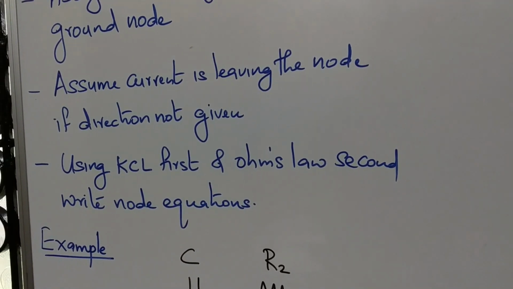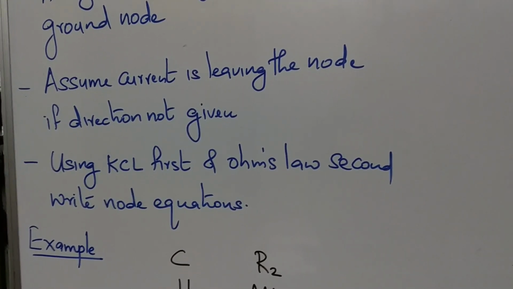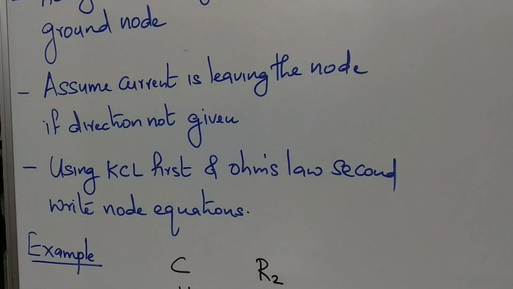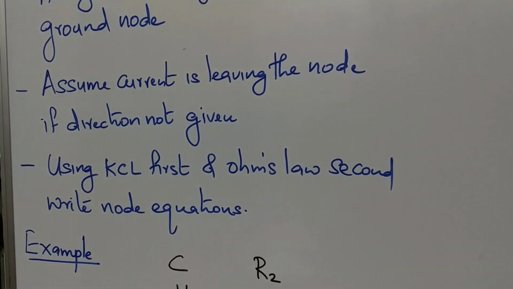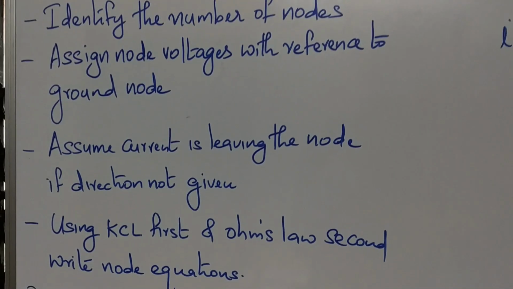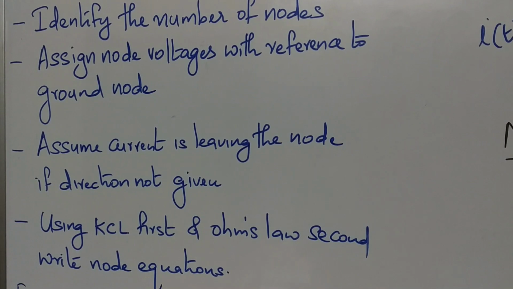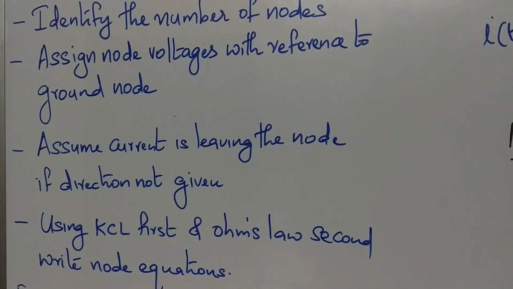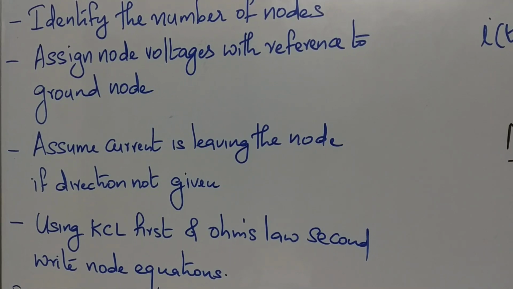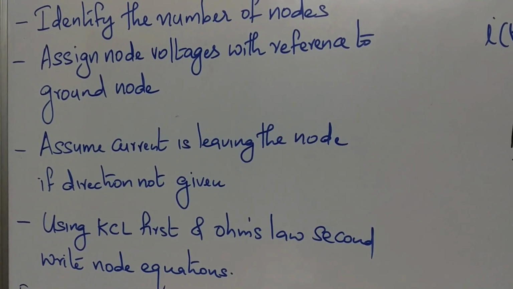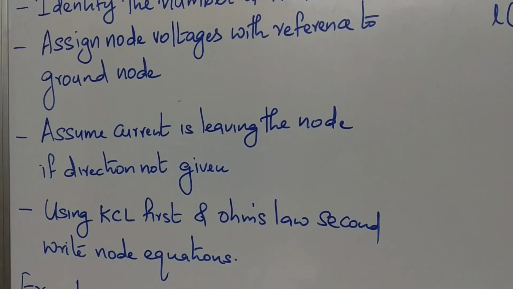And finally, after assigning node voltages and marking the direction, you can use Kirchhoff's current law and then apply Ohm's law equations. So these are the steps. I'll explain once more. The first thing you have to do is identify the nodes in the given circuit, assign node voltages, assume that current is leaving the node, and finally apply KCL.